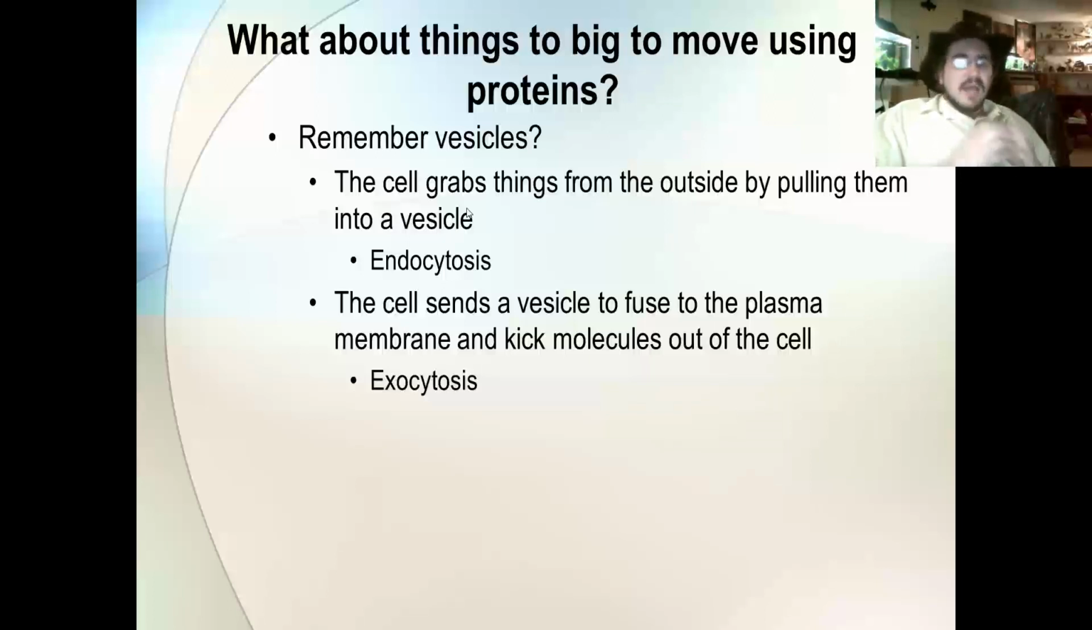Now, if the cell is just trying to kick molecules out, it undergoes exocytosis, which is pretty easy. Exocytosis is the reverse of endocytosis. The vesicle comes along from inside of the cell, and because the vesicle has a phospholipid bilayer, and the cell membrane has a phospholipid bilayer, when the vesicle reaches the cell membrane, here's my vesicle, here's my cell membrane, it's going to fuse to the cell membrane and open up, and that releases the molecules to the outside of the cell. So here we go.